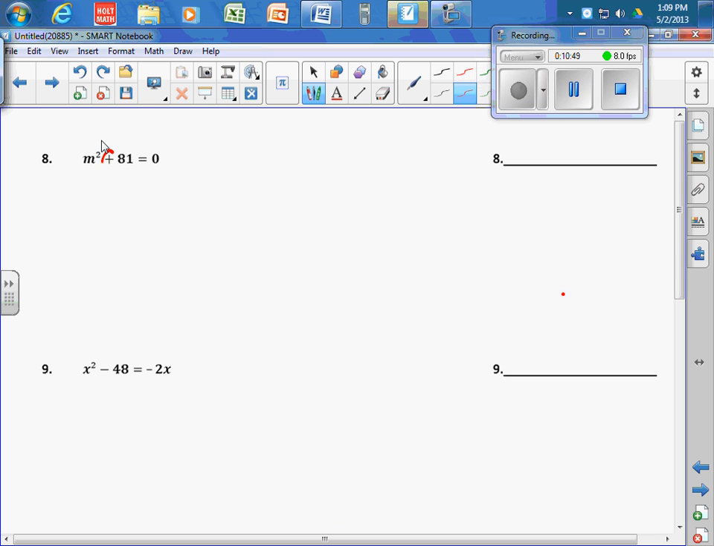Because of this plus sign right here, this is not a difference of 2 squares. This cannot be factored. M squared plus 81 is prime, which means there is no solution.